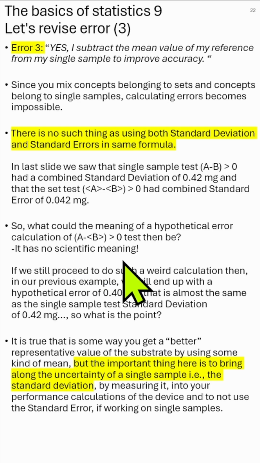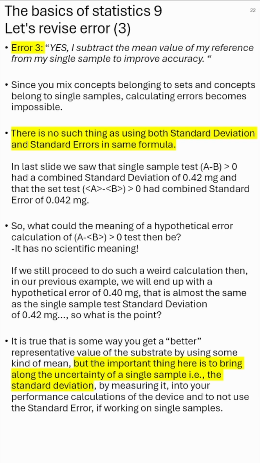But if we do such a weird calculation anyway, let's see what will happen. Then we will get a number that will be 0.40 milligram. And that we can compare to the standard deviation of single cell comparisons, which was 10 times higher, 0.42 milligram, as we talked about earlier. So if the idea was to improve accuracy, we see that we don't really do that. 40 is almost the same as 42, right? So what's the point?